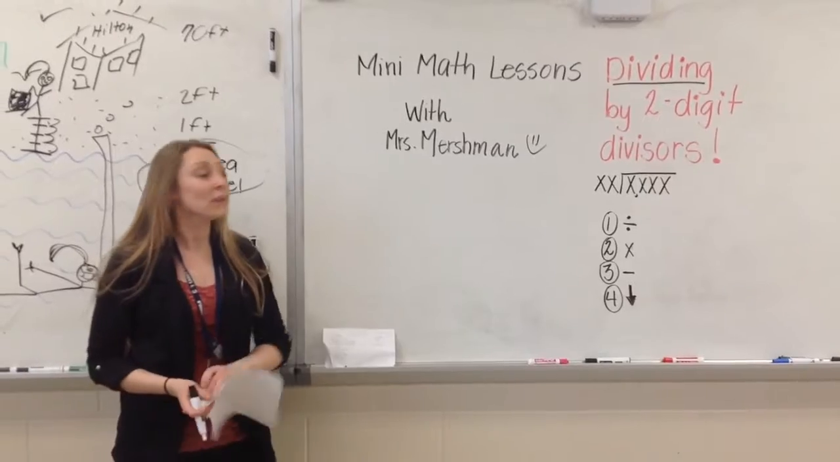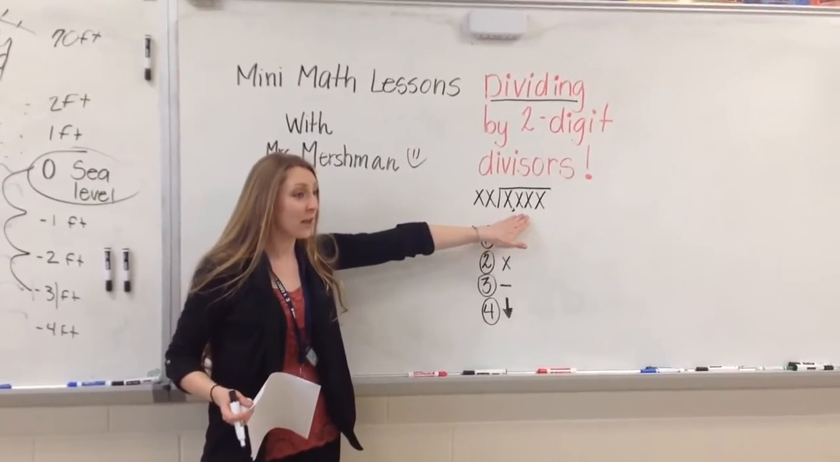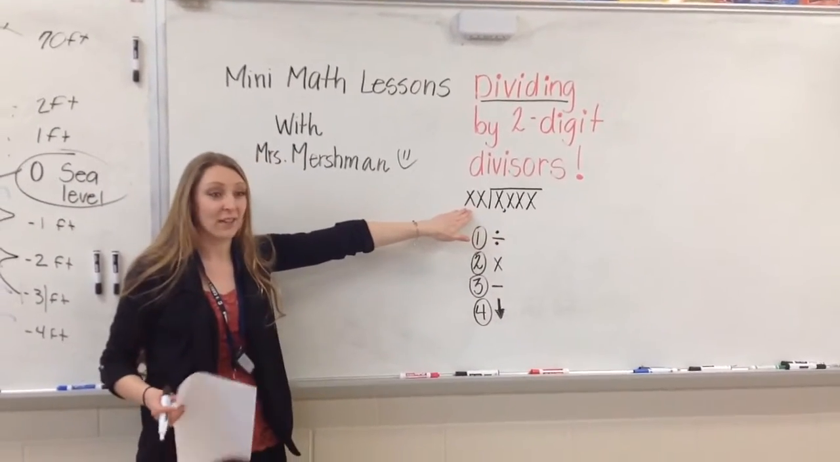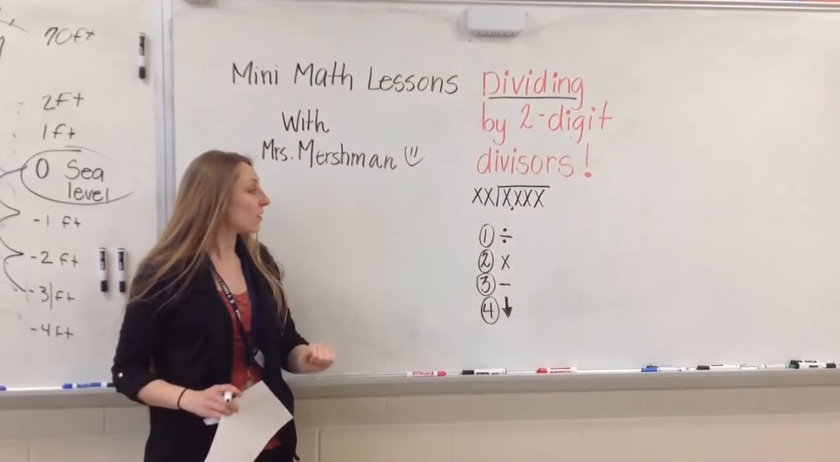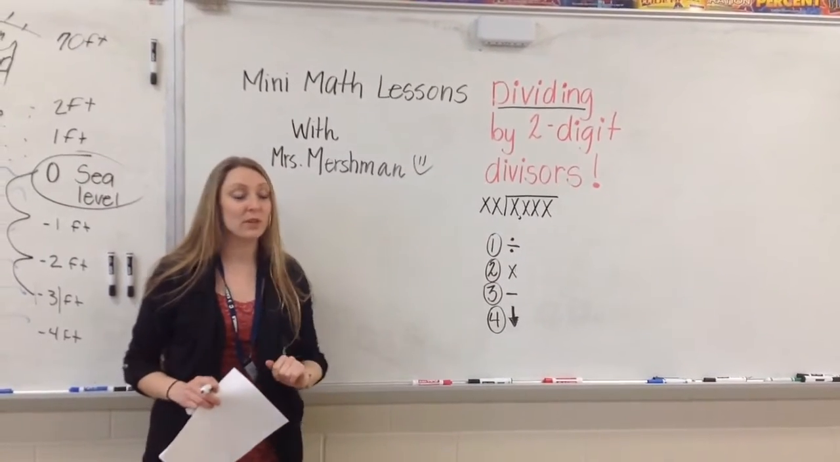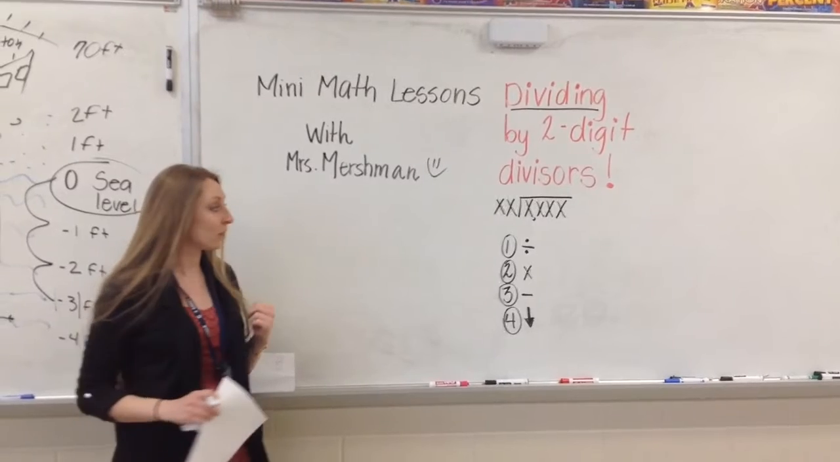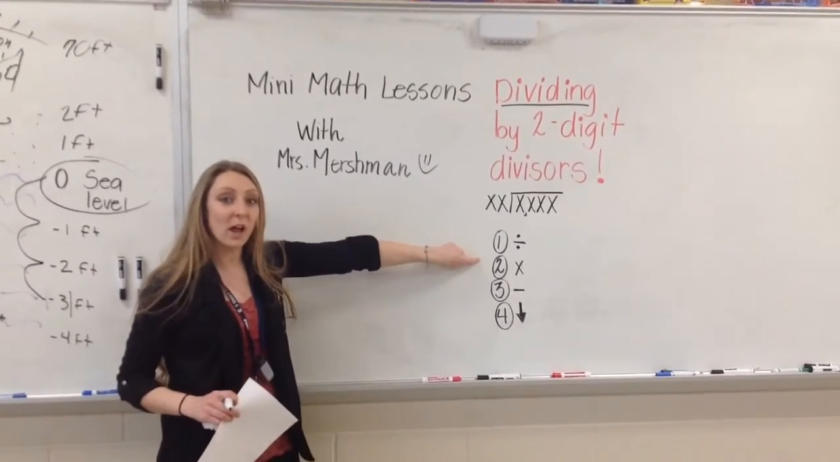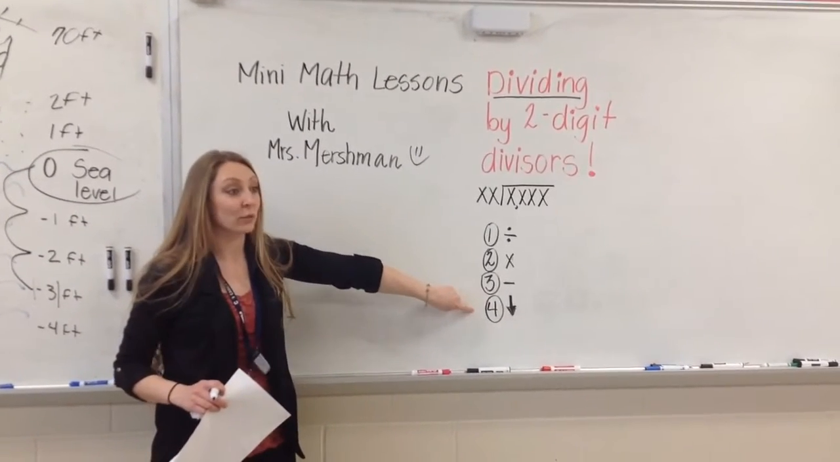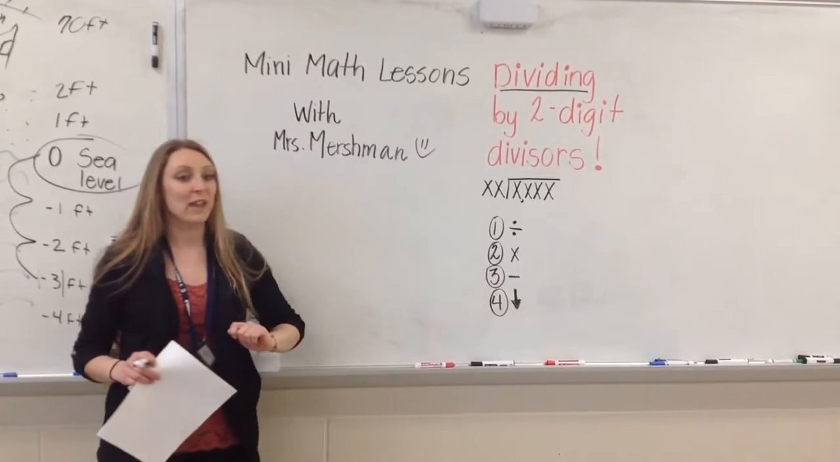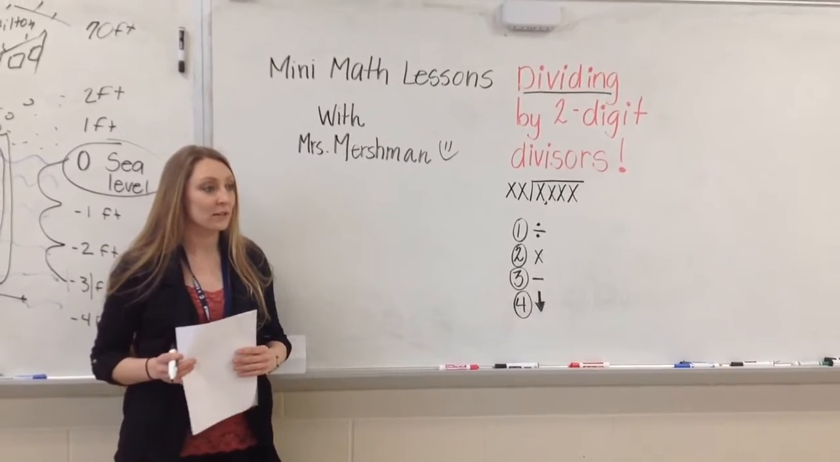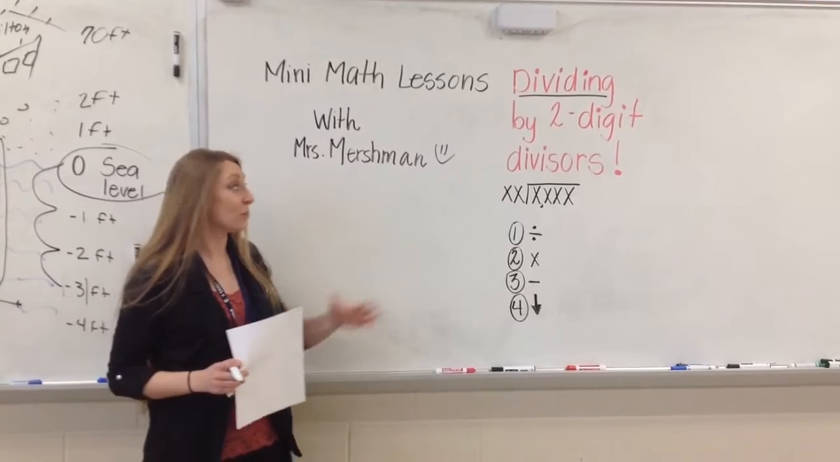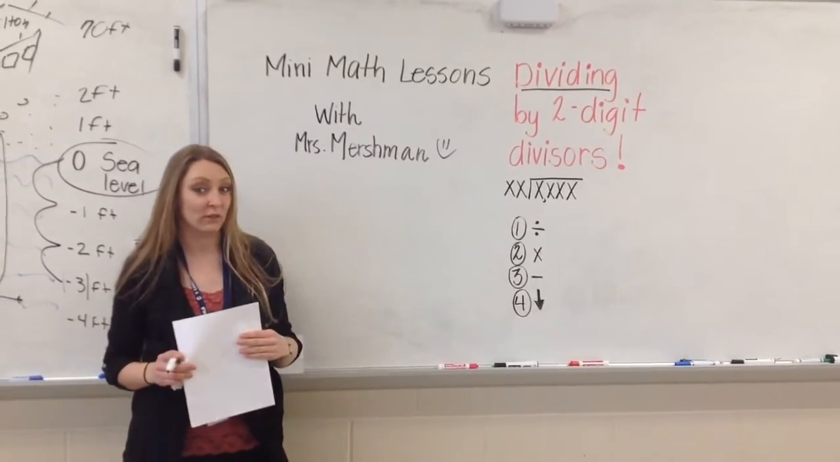Today we are talking about dividing with 2-digit divisors. What that means is you're going to have a number that you have to divide up by another number that has 2 digits. So thinking back to 5th grade, we talked about the 4 steps to division where you divide, multiply, subtract, and then bring down. We're going to follow that same 4-step process, but we're going to talk about what happens when you have 2 digits as part of your divisor.